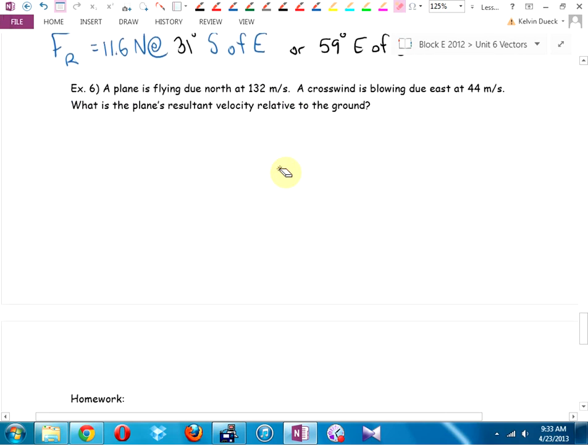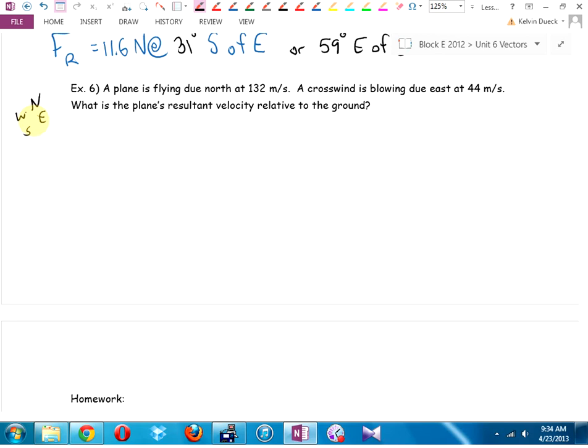A plane is flying due north at 132 meters per second. A crosswind is blowing due east at 44 meters per second. How fast is the plane traveling with respect to the Earth, then? It's traveling north, it's being pushed sideways, it's moving at an angle, so this is some of the math that they do when they're doing navigation for airplanes, except rarely is the crosswind at a lovely right angle. We'll get to the more realistic stuff later.